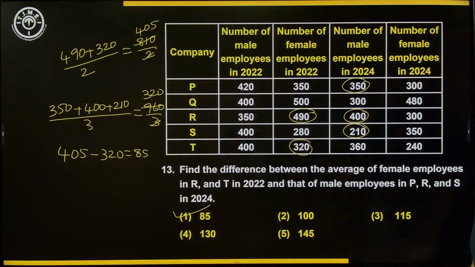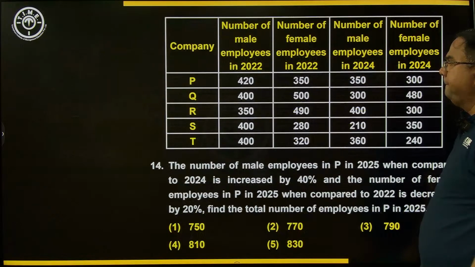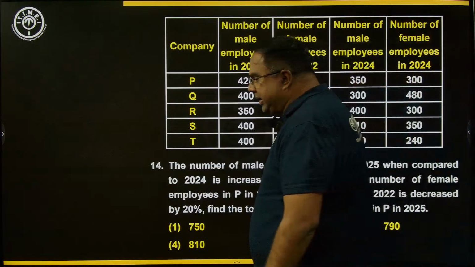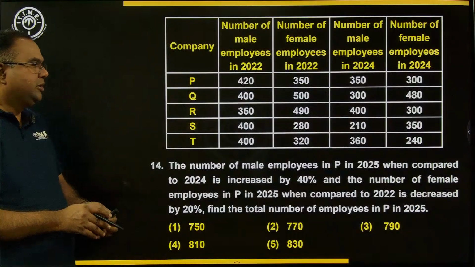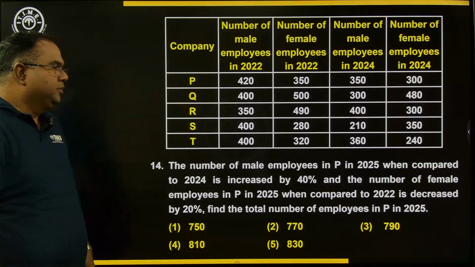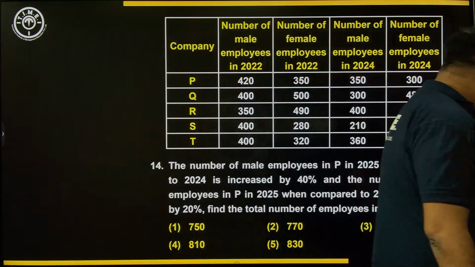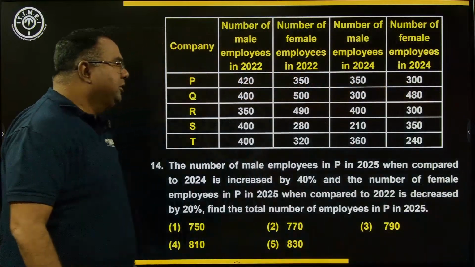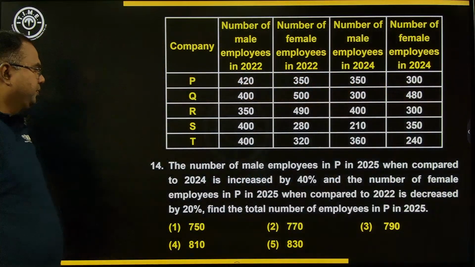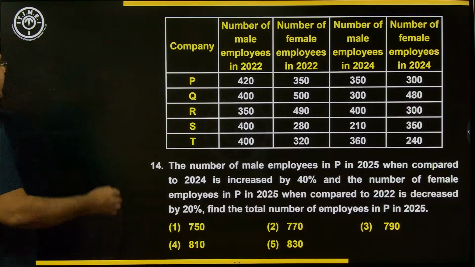Right? Try this question, 14th. 14th question, students. Anybody has answered? Choice 5. Okay. Right. Try this question. 14th question. Number of male employees in P in 2025. 2025 is not given. When compared to 2024, increased by 40%.